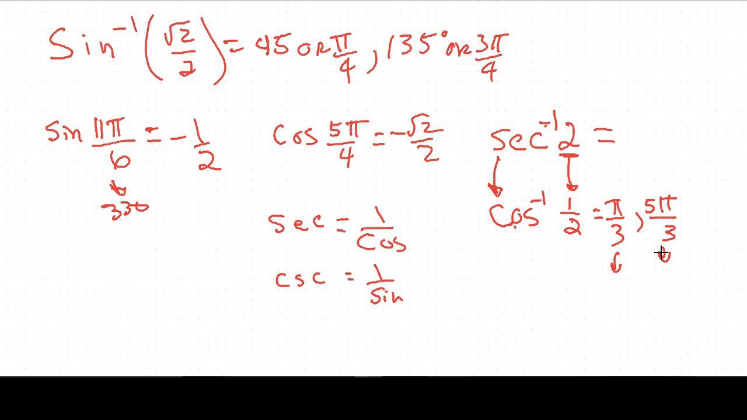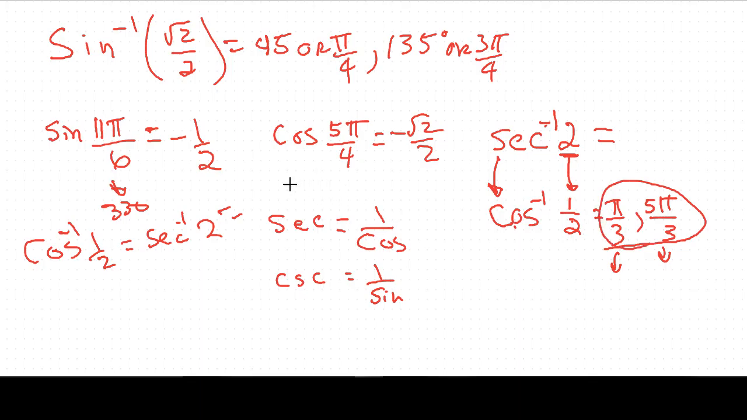Sure. Okay. And then you know that if I have the cosine of 1/2, that's equal to the secant of 2, right? So that's going to give you the exact same value. So all of these values are going to be the same for both of those. Just remember that whenever you see a -1, you're looking for an angle. Okay. That's the biggest thing.